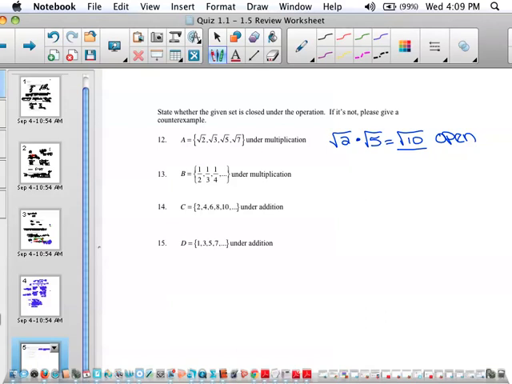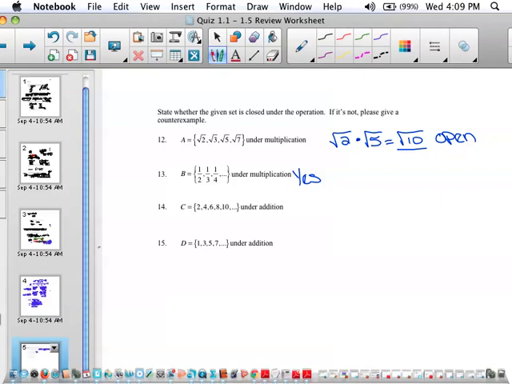Okay, 13. B is defined to be the set 1/2, 1/3, 1/4, 1/5, 1/6, etc. The operation is multiplication. That means I can take any 2 elements in this set, multiply them together, and I will get an element in this set. And the answer to that is yes, that is true. This is a closed set. The property of closure is true. If you take 1/2 times 1/4, you get 1/8, and that is in our set.